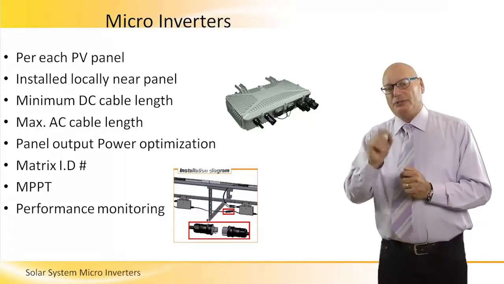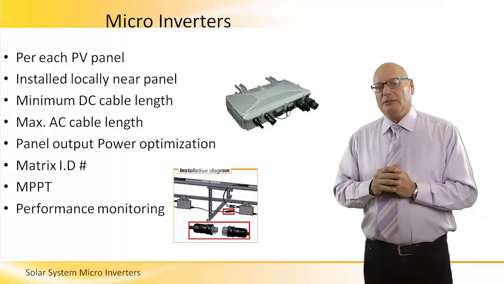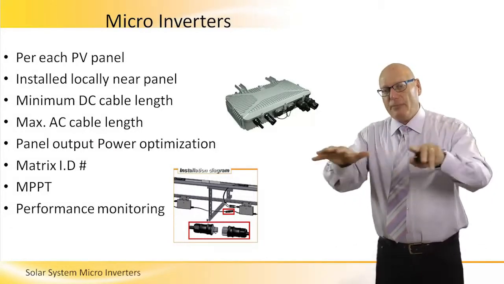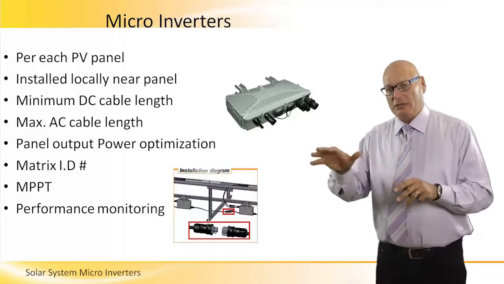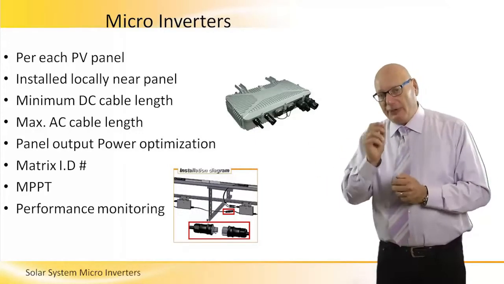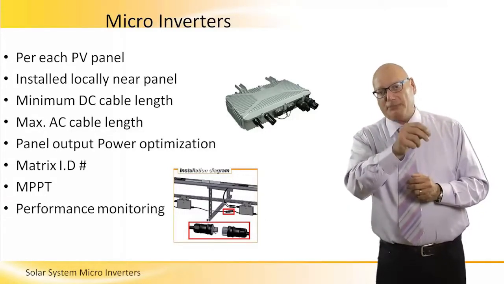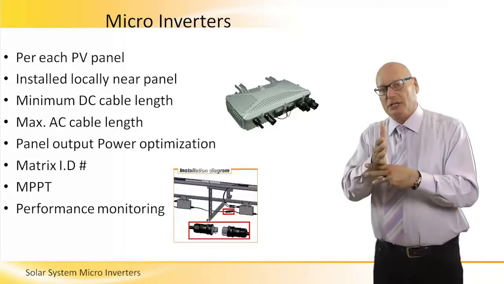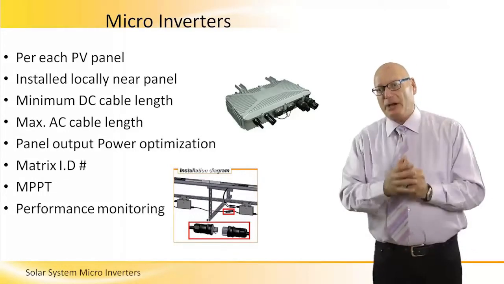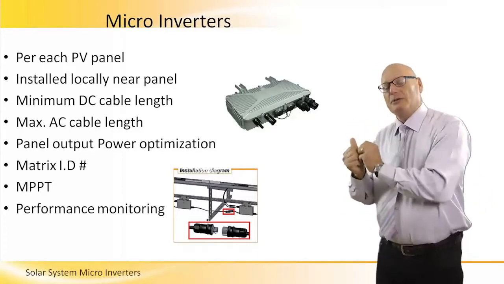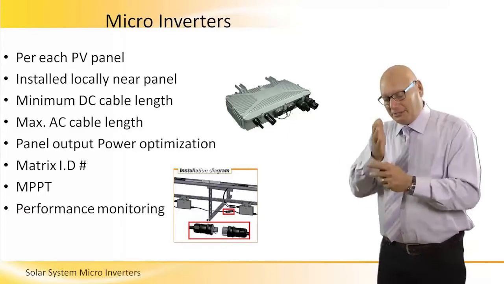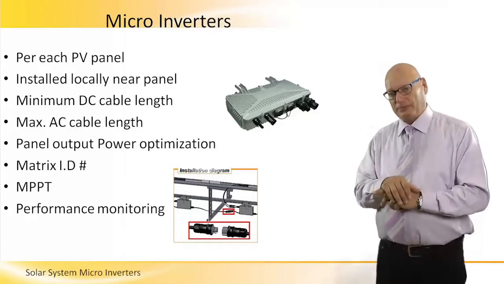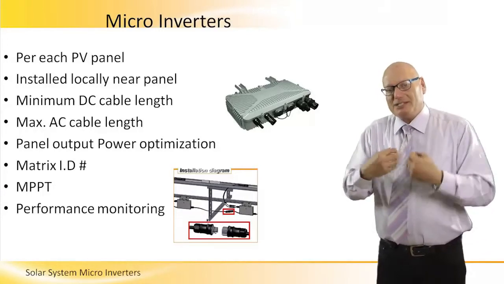And one very, very important feature of the microinverter is that it has its own matrix ID number. If we have a matrix of panels, an array, let's say 100 panels, every microinverter is connected to every panel, and the microinverter has an XY address in the matrix. If something happens to the panel, that microinverter reports back to the monitoring and control system that this specific panel, at an XY coordinate of the matrix, is faulty, and it reports what the fault is. So each microinverter has its own ID number.